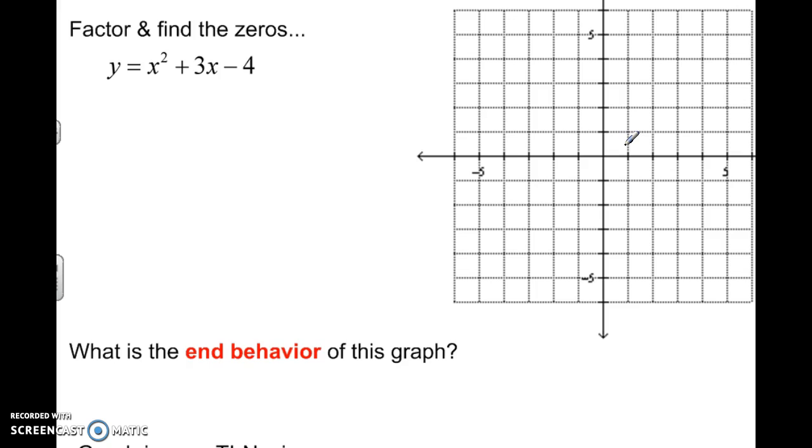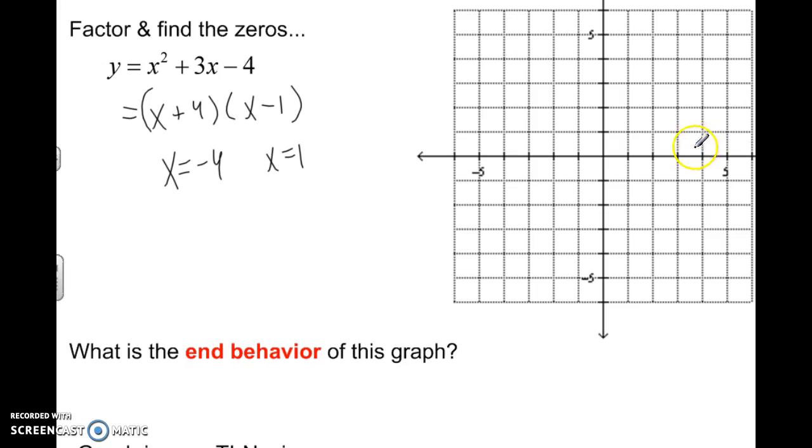And we use that to find the zeros here on the graph. So let's say we factor this. Right, so we get x plus 4, x minus 1. So solutions are at x equals negative 4, and x equals 1.